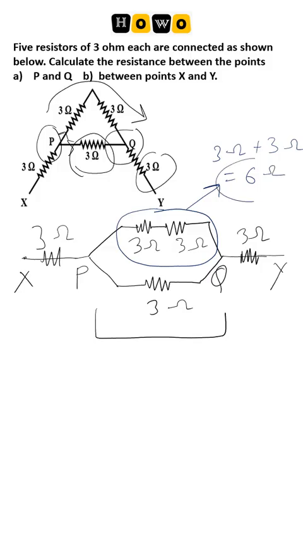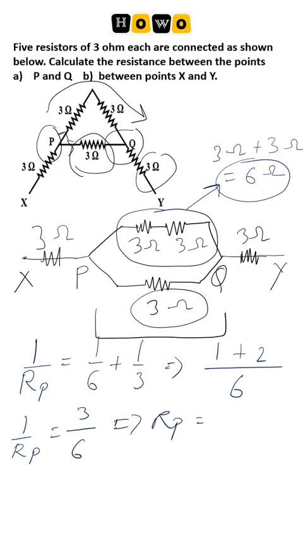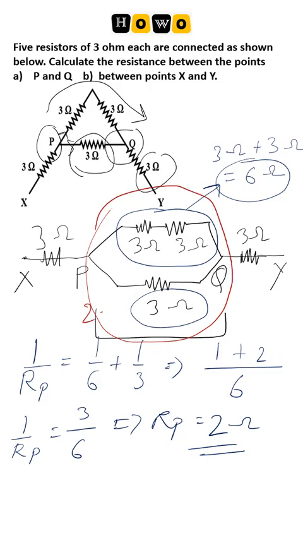So this 6 ohm and this 3 ohm are in parallel to each other. So 1 by R parallel equals 1 by 6 plus 1 by 3. On solving this, the LCM is coming out to be 6. So 1 plus 2, I can see 1 by R parallel is coming out to be 3 by 6. And on solving this, our parallel value will come to 2. So this complete resistance is going to be 2 ohms.